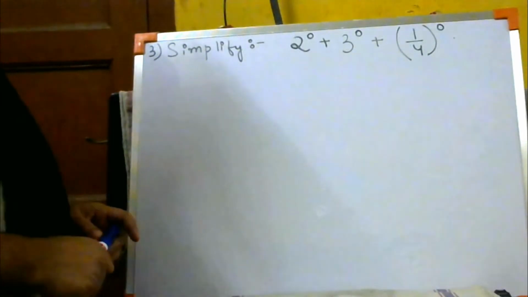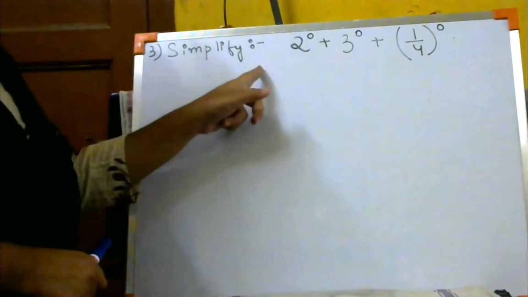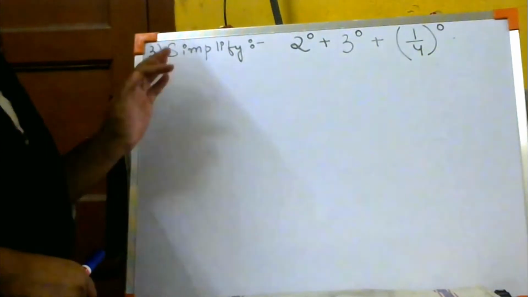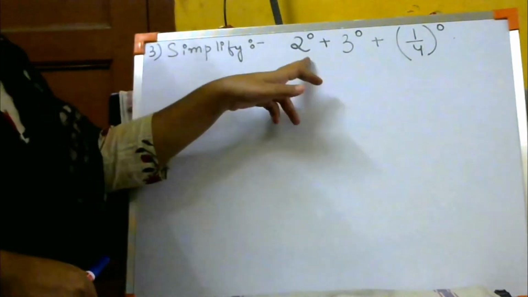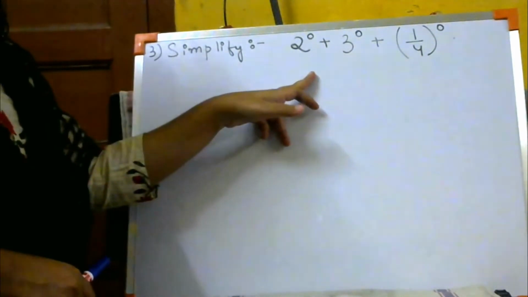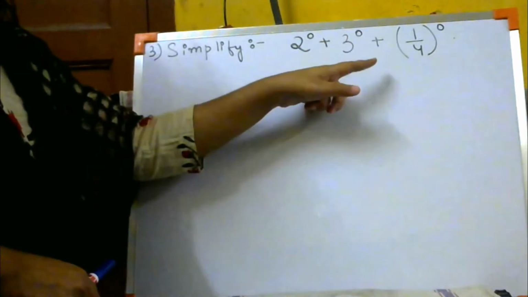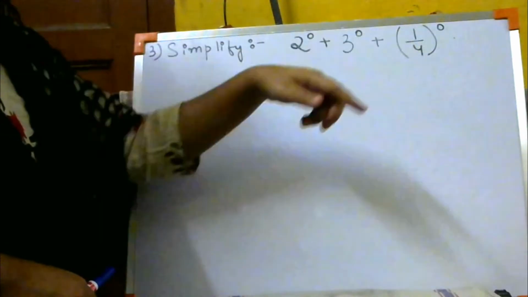Okay. So today's third sum, we are going to simplify this sum. This is a simplification. This is not finding n or m or x. This is just a simplification. We are going to solve what the answer comes over here. Okay? So the sum is 2 to the power 0 plus 3 to the power 0 plus 1 by 4 whole to the power 0.